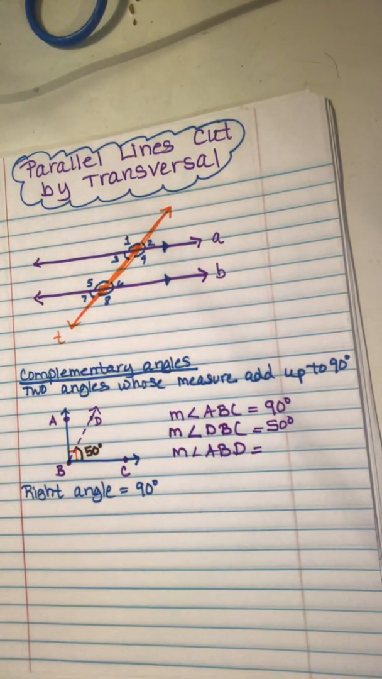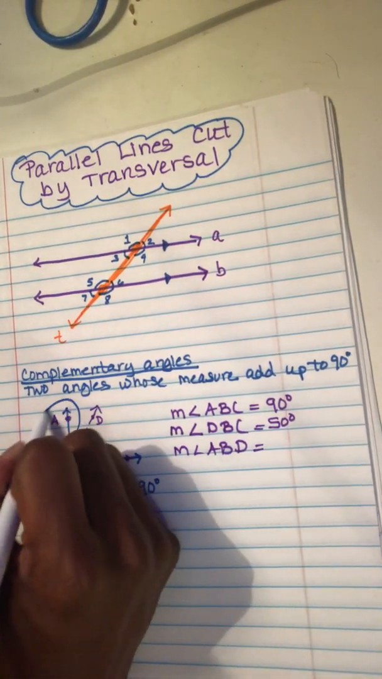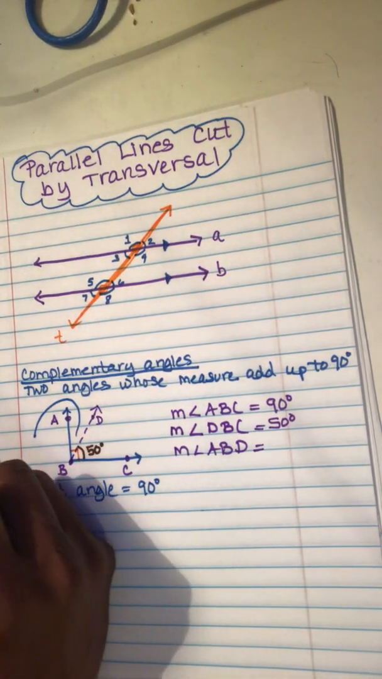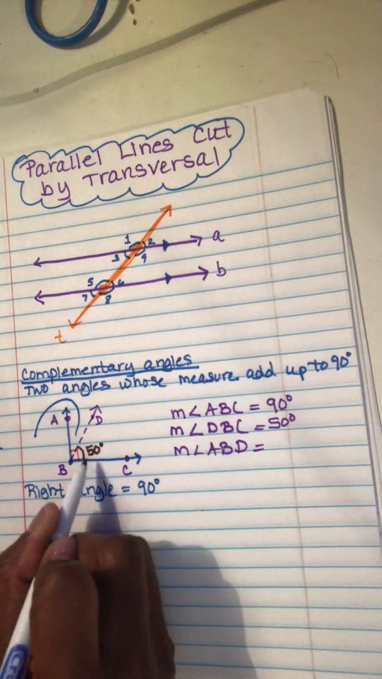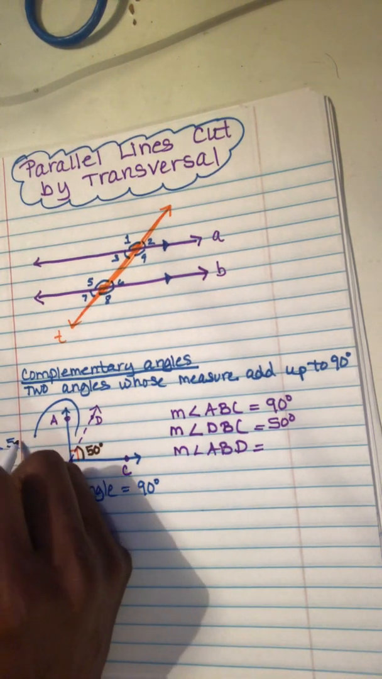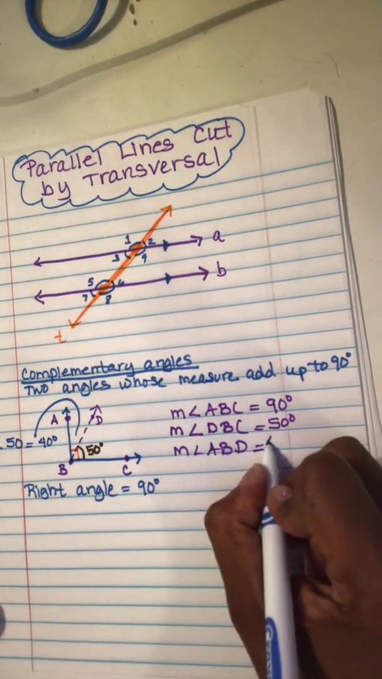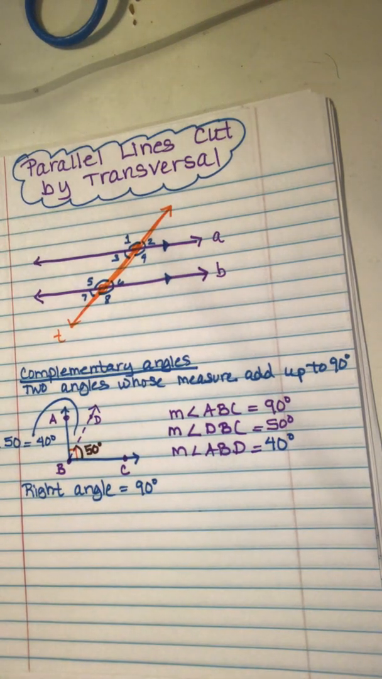Most of you are probably saying it out loud to me. You're telling me, in order to find out the measure of this angle, all we need to do is subtract the total angle measure, which is 90 degrees, minus the measure of this angle, DBC, which is 50 degrees, right? And it gives us a measure of 40 degrees. So we're able to figure out that measure of angle ABD, that is 40 degrees, because of the concept of complementary angles. The complementary angles are two angles whose measures add up to 90 degrees.